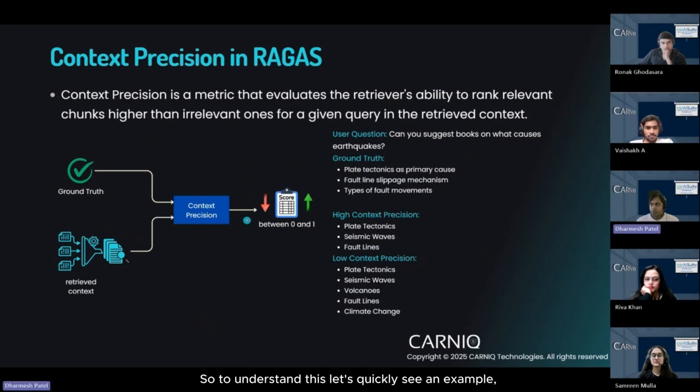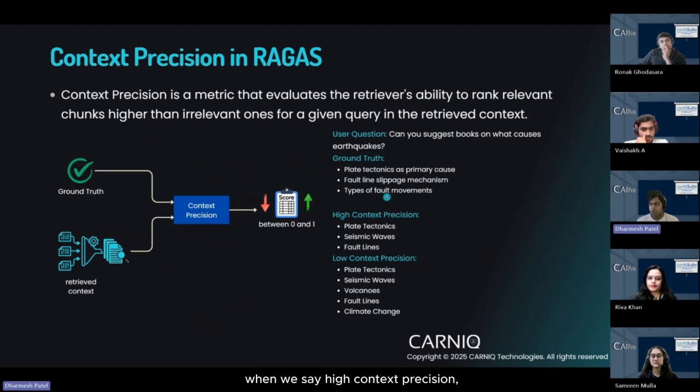To understand this, let's quickly see an example where the user asks: can you suggest a book on what causes earthquakes? Now, your ground truth, or what you are expecting, is along the lines of plate tectonics as a primary cause, second is fault lines, and third is the types of fault movements. So these three could be the primary reasons for earthquakes.